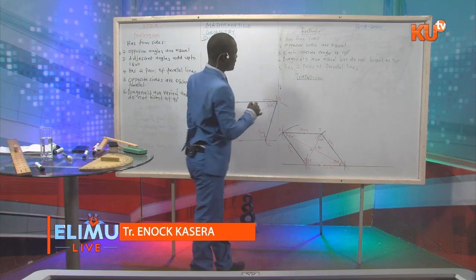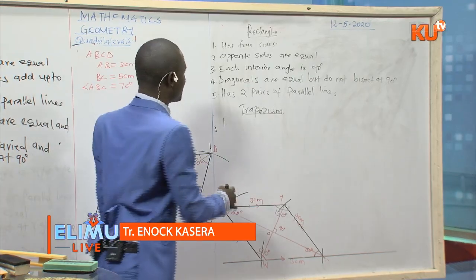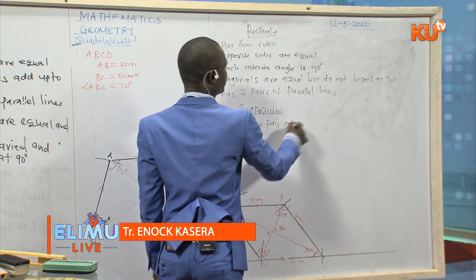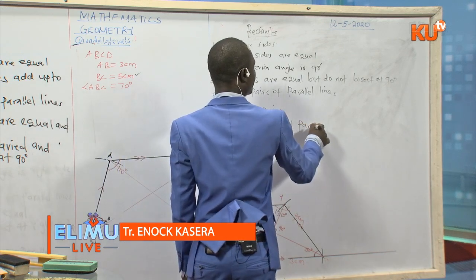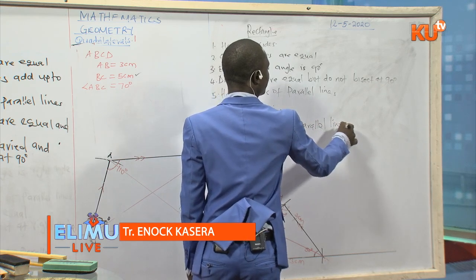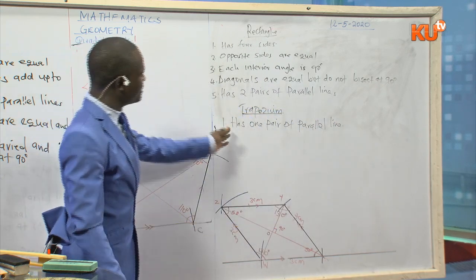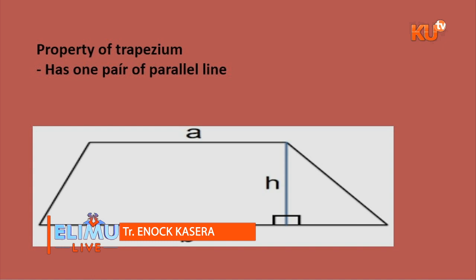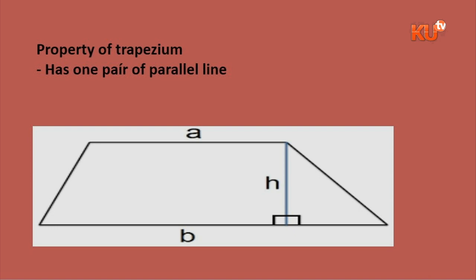trapezium. Now, trapezium is the only quadrilateral that has one pair of parallel lines. So this trapezium is the only quadrilateral that has one pair of parallel lines. The other four that I've just discussed have two pairs of parallel lines. So this is a unique property of a trapezium.